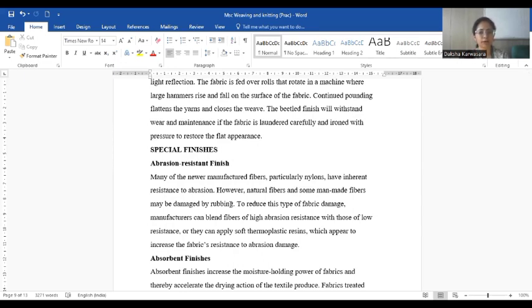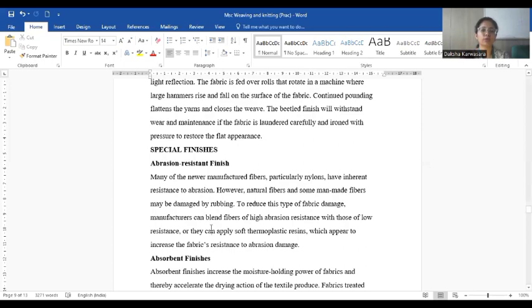Natural fibers and man-made fibers may be damaged by rubbing. To reduce this type of fabric damage, manufacturers can blend fibers of high abrasion resistance with those of low resistance, or they can apply soft thermoplastic resins which appear to increase the fabric's resistance to abrasion damage.